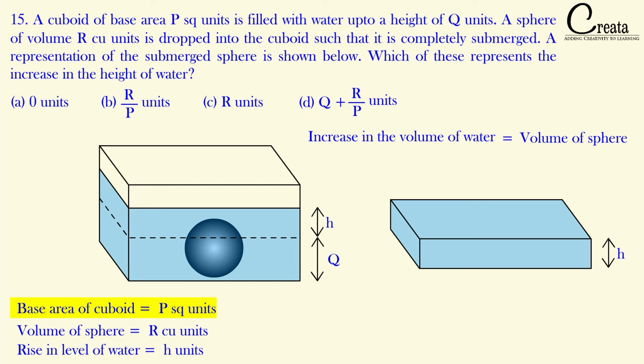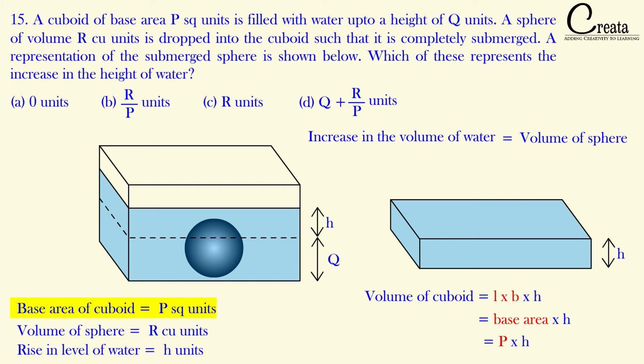So what is the volume of the cuboid? It is length into breadth into height. And length into breadth is the area of the base, which is given as P. So the volume will be P into H. Got it? How we have calculated the volume of the cuboid? Volume of the cuboid is L into B into H, and L into B is the area of the base, which is given as P.